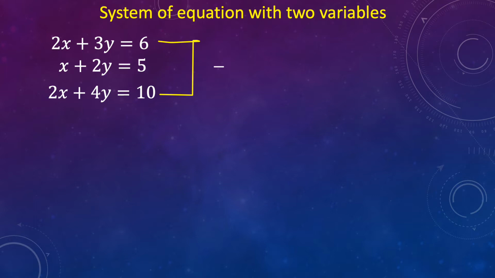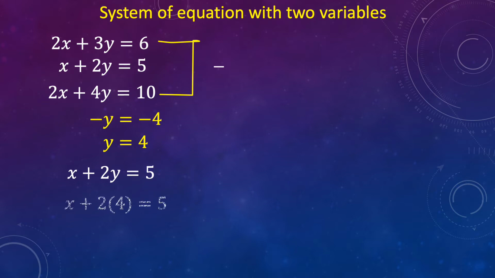When you minus, 2x plus 3y equals 6 minus 2x plus 4y equals 10, so 2x minus 2x equals 0, 3y minus 4y equals negative y, and 6 minus 10 equals negative 4. Therefore, we have y equals 4. Then you can get the value of x by substituting y equals 4 into equation number 2, which is x plus 2y equals 5. So you get x plus 2 times 4 equals 5, x plus 8 equals 5, and hence x equals negative 3. So this is example 1.